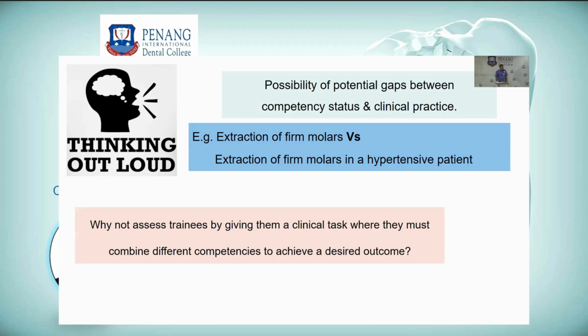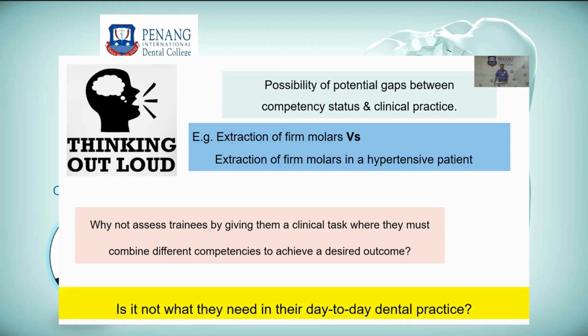So the question arose, why not assess a trainee by giving them a clinical task where they must combine different competencies to achieve a desired outcome? All right, a typical example here is you taking case histories. Okay, so in the case history, the whole E&D is a procedure which has multiple competencies: how to take a radiograph, how to do pulp testing, how to gather history, how to arrive at a diagnosis, how to plan a treatment plan. So this is all history. So this becomes your task. Okay, the task of E&D, which has multiple competencies.